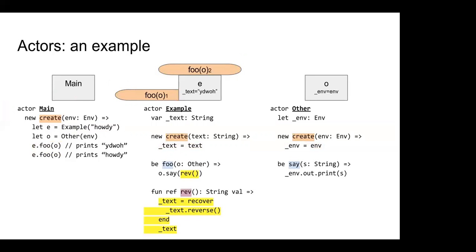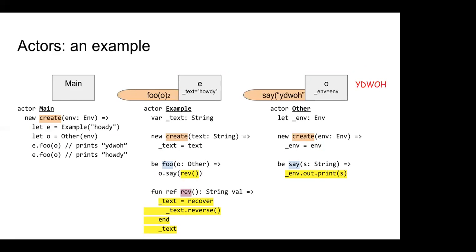So now the example object gets the next message that it needs to process, and it starts processing it. It sees that it's got a foo message. It calls the foo behavior. Foo calls rev. Rev reverses the text. And now, again, within that foo behavior, it sends a message to the other object, and it sends the same message. Now, the other object starts processing the same message, and at the same time, the example object starts processing the next message in its queue.